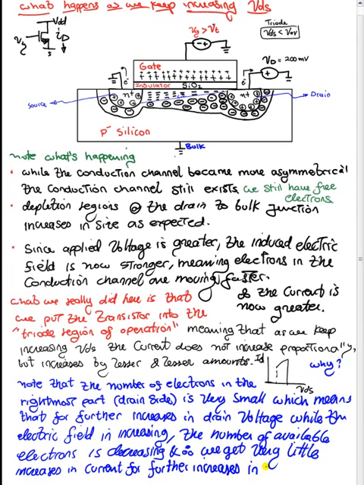Drain to source voltage. Alright, so now the most interesting case here is the saturation case, when we operate the transistor in the saturation region, right? So the question we'd like to ask is, what happens if we increase VDS above the saturation or overdrive voltage, right? So that's the question we'd like to ask.